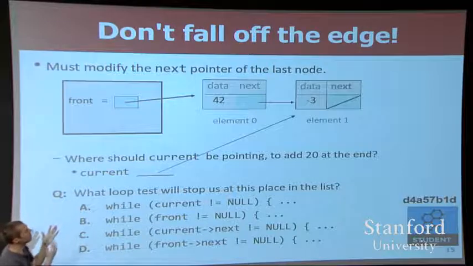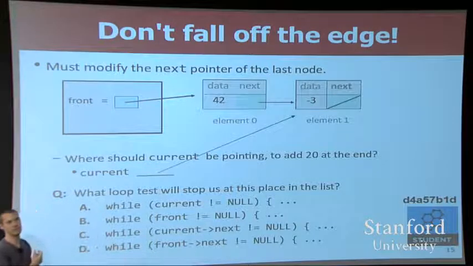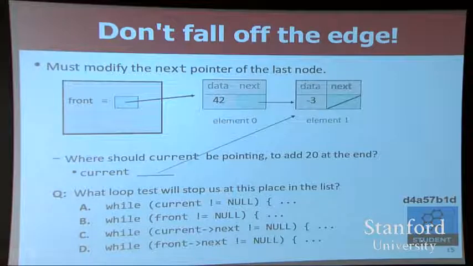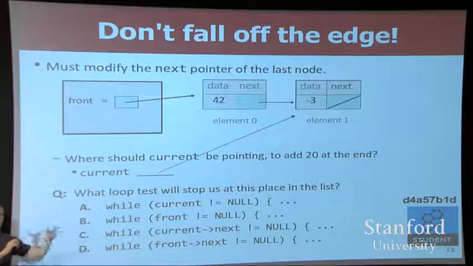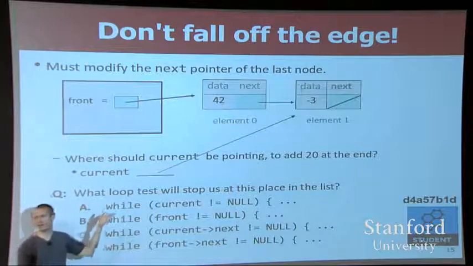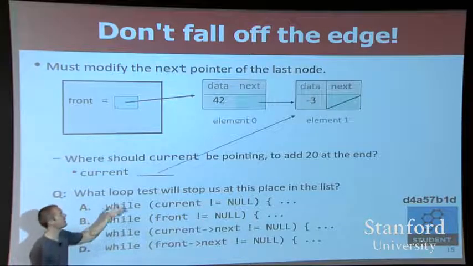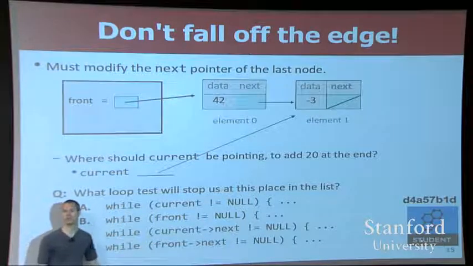Because I can say that guy's next should point to a new piece of data that doesn't exist previously. That's what I want to do. I want to change that slash there, that null, to not be null, to point to a new piece of data, right? In order to do that, that's where current has to be pointing. And if you think about it, if current is pointing there, what's true about current? Current next is null. Current next points to nothing.